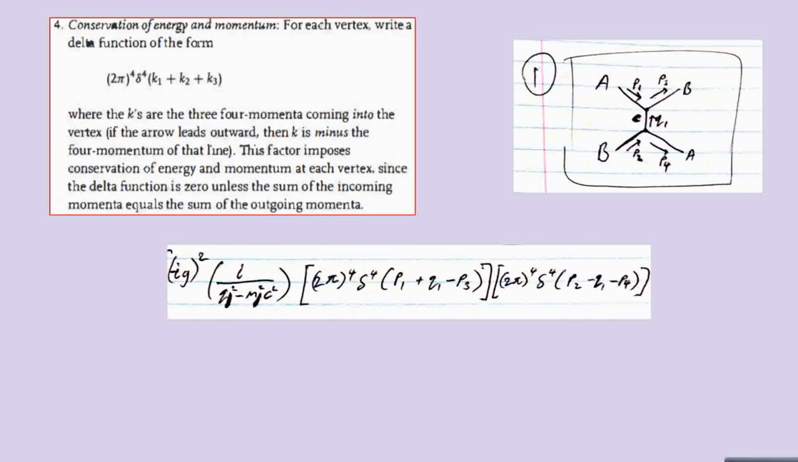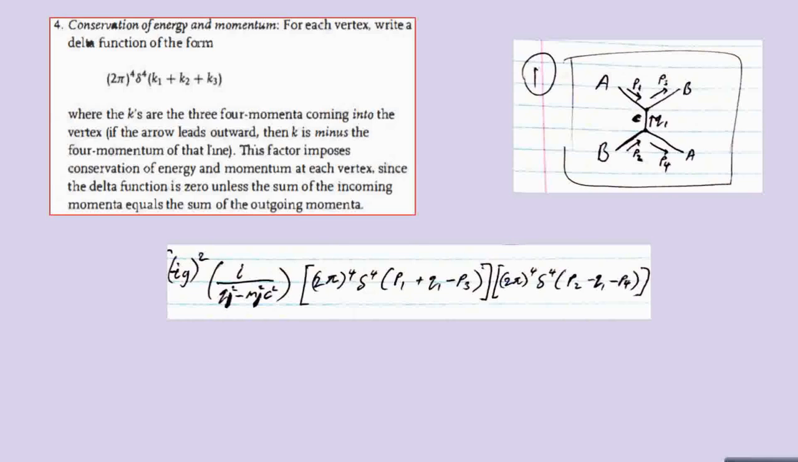Step 4 involves conservation of energy and momentum. For each vertex, we write down a delta function of the form (2 pi)^4 delta^4 (k1 plus k2 plus k3), where the k's are the three four-momenta coming into the vertex. If the arrow leads outwards, then k is minus the four-momentum of that line.